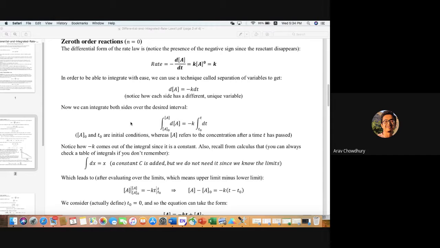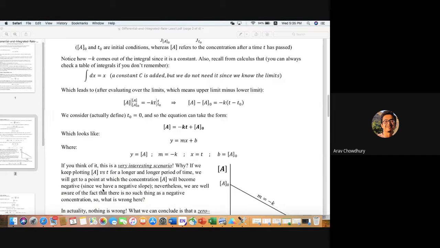So the limit has been set. If we integrate dx, then we get x. So if we integrate dA and set the limits from A naught to A, we get minus kt, with t from t naught. So at the last part, the equation can take the form A equals minus kt plus A naught. Could you please lower your screen? This is the last part.